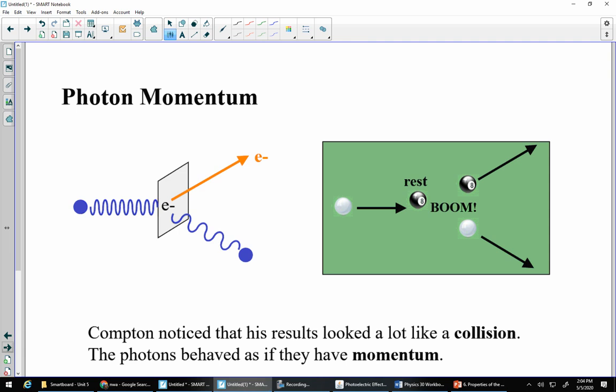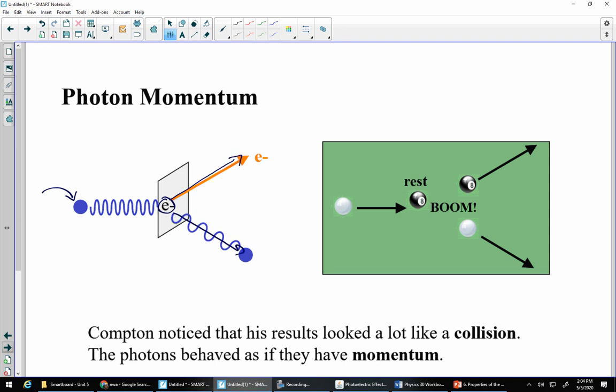Might remind you of something, to be totally honest. So forget about it as a wave. Now think about this EMR more as a particle. So a particle smashes into another particle. One deflects this way, the other deflects this way. It loses some momentum and energy. This looks exactly like a 2D collision from Unit 1.